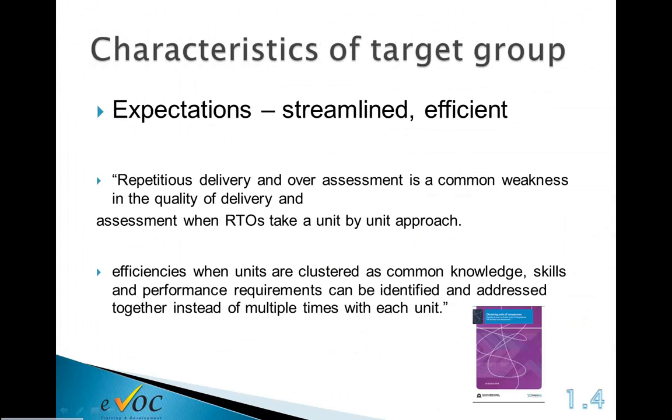Just moving on here, I've taken a few little bites out of the document, and I've actually included that document in your downloads. It's a very lengthy document, so it's not something I expect you to read. I know some of you like to elaborate and go much deeper into some information, but certainly at the Certificate 4 level, it is fine just to have these brief concepts. But repetitious delivery and over-assessment is a common weakness in the quality of delivery and assessment when RTOs take a unit-by-unit approach. So we're not taking a unit-by-unit approach.